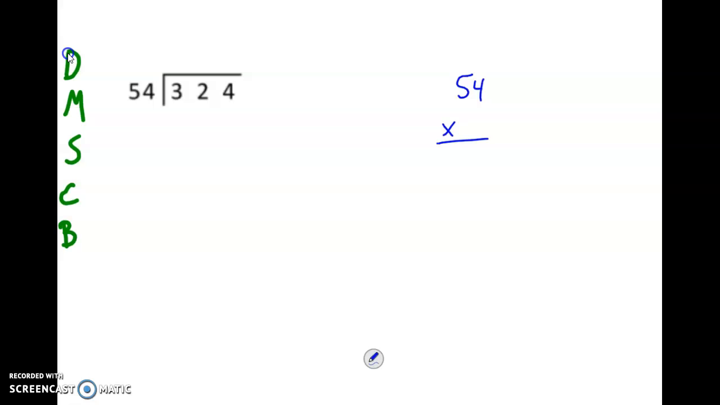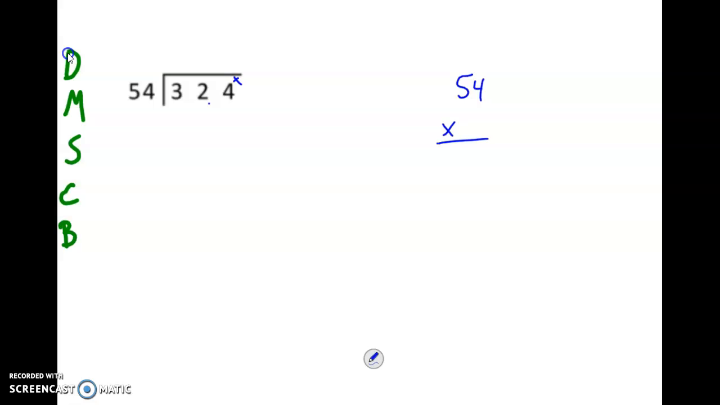If we have 54, can we divide it into 3? No. 32? Nope. If it's 32 pieces of candy, we can't give them each to 54. 324? Yes. So I like to put a little X above the number where I'm going to start. So my digit's going to be right up there above the 4. And I have to figure out how many 54s will go into 324.